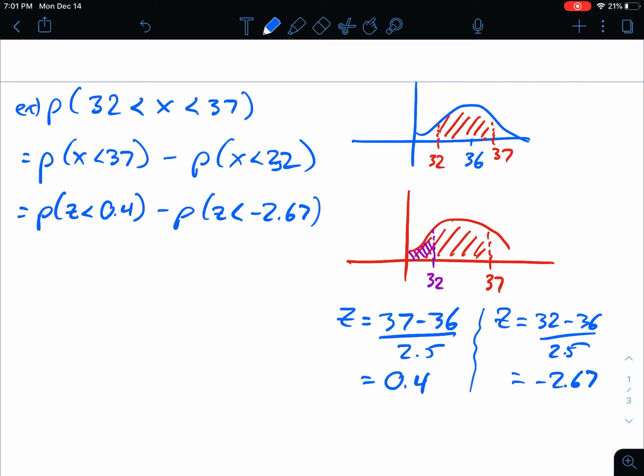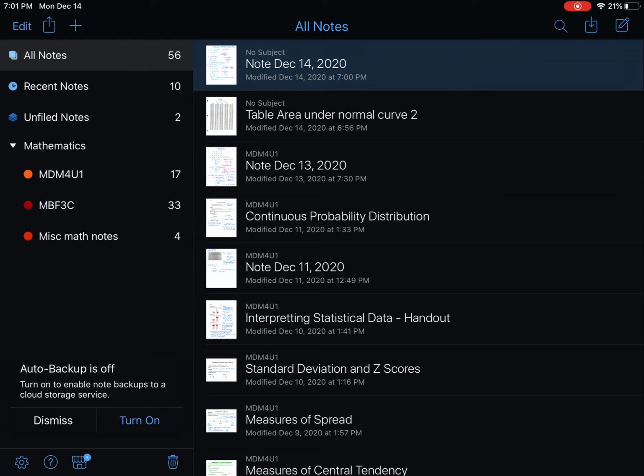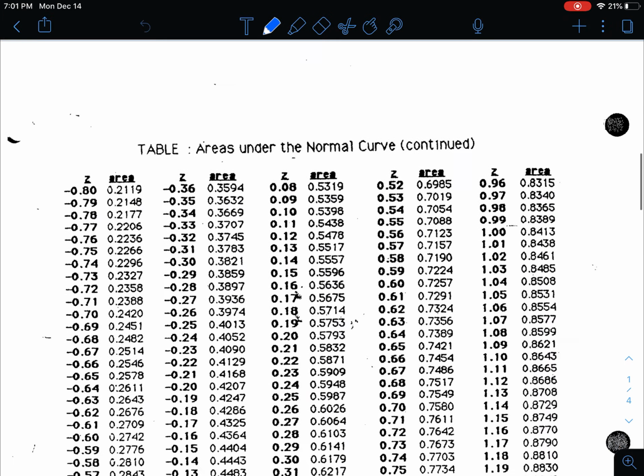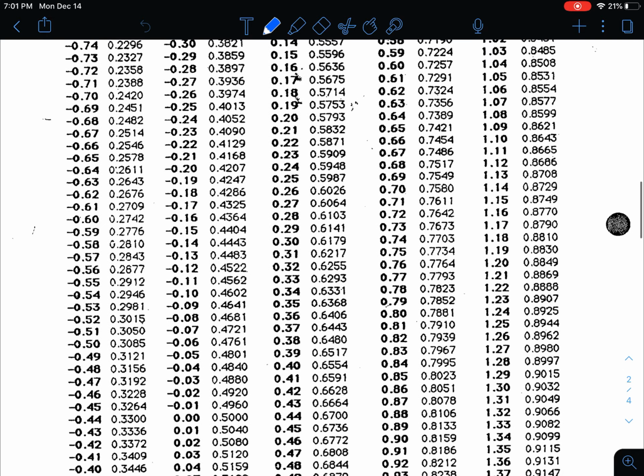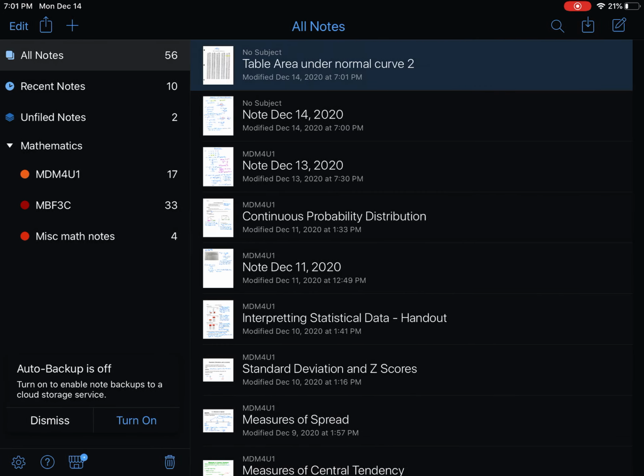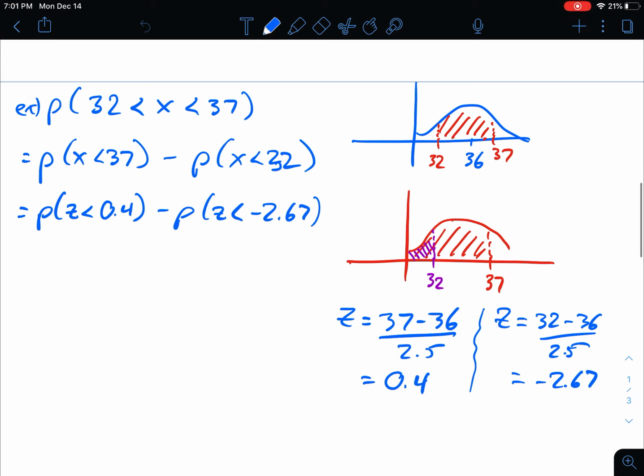Now we can go and look at our table. So the first one is 0.4. Let's go back and look at the table here. Let's find 0.4. And it's right here. So 0.4 gives me an area of 6554. So let's go write that in. So this would be 0.6554 minus the probability of z less than negative 2.67.